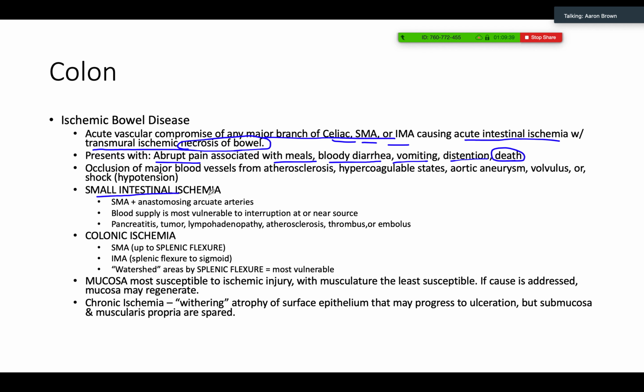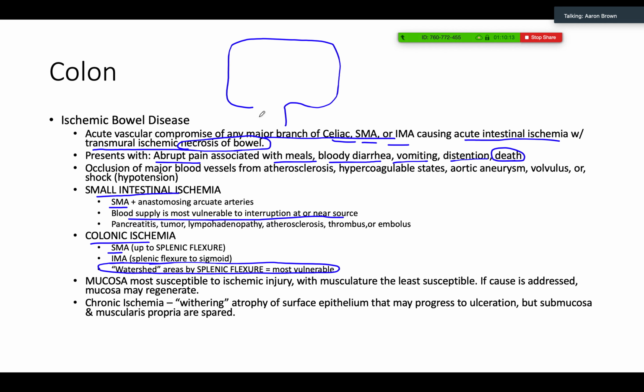Small intestinal ischemia, we're thinking about the SMA, and blood supply being vulnerable to interruption right there at the branch from the aorta. For colonic ischemia, SMA or the IMA, and keep in mind that watershed area at the splenic flexure. We always point out that area at the splenic flexure because it is a very important part for losing blood supply. Okay, so splenic flexure, if this is our colon, right? Here's our rectum, colon.